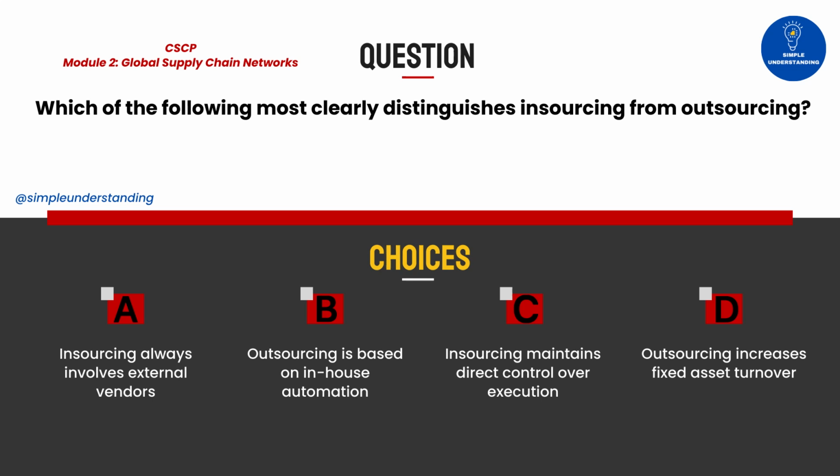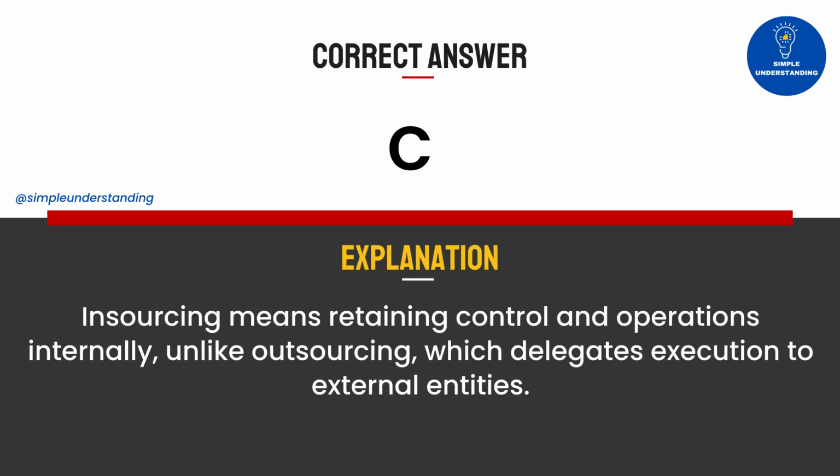4. Which of the following most clearly distinguishes insourcing from outsourcing? A. Insourcing always involves external vendors. B. Outsourcing is based on in-house automation. C. Insourcing maintains direct control over execution. D. Outsourcing increases fixed asset turnover. Correct answer, C. Explanation. Insourcing retains operational control within the organization, unlike outsourcing, which shifts execution externally.